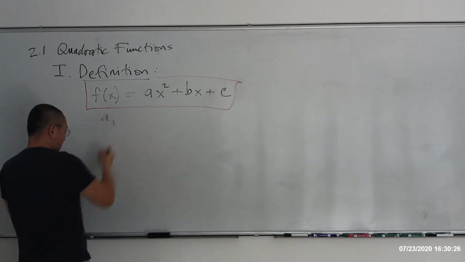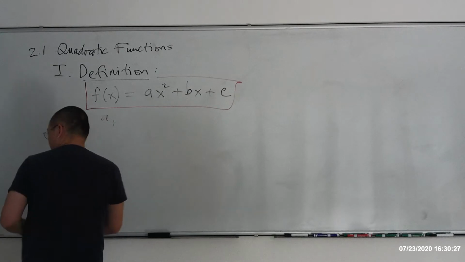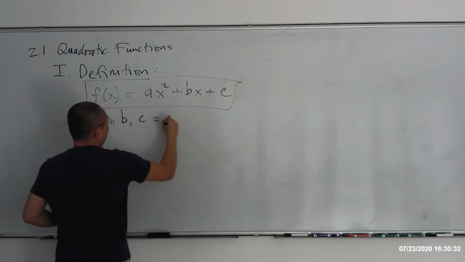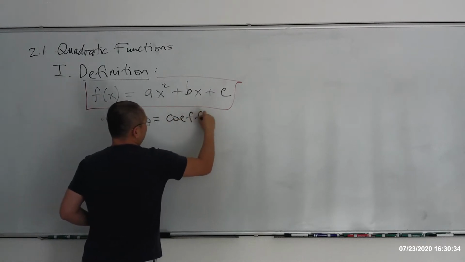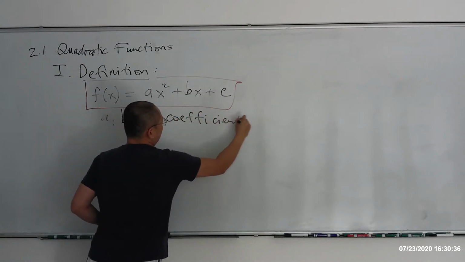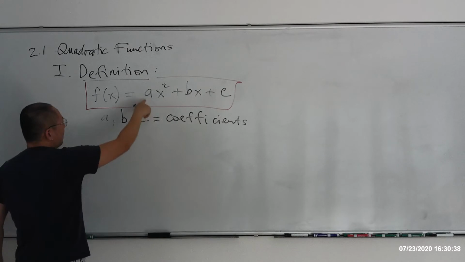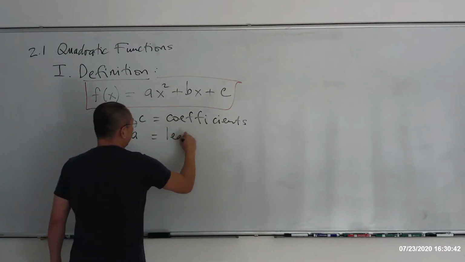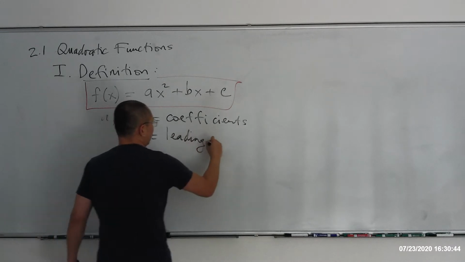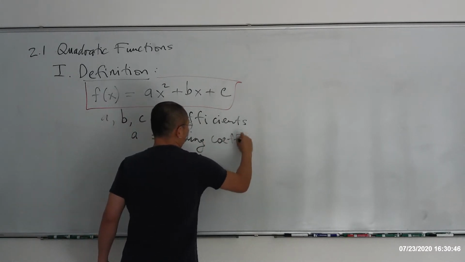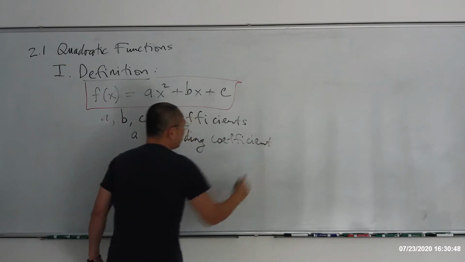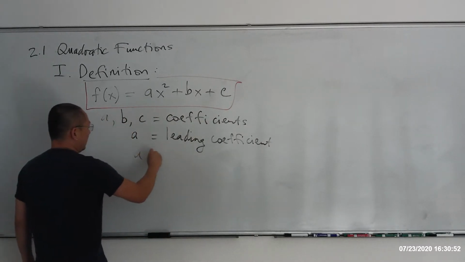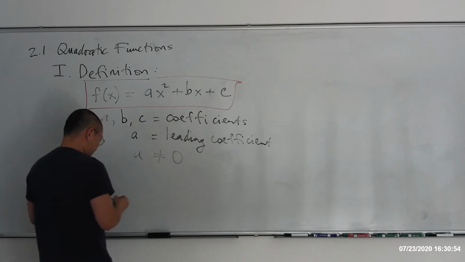a, b, and c are coefficients. It's just numbers, alright? Where a, the number in front of x squared, is called the leading coefficient. And we have one condition for the leading coefficient. This number a needs to be non-zero.